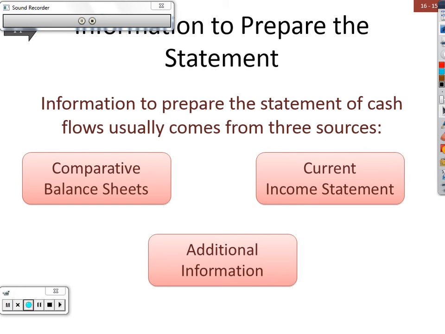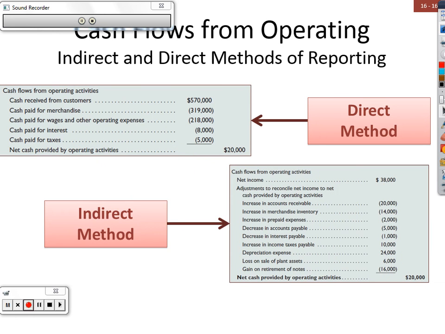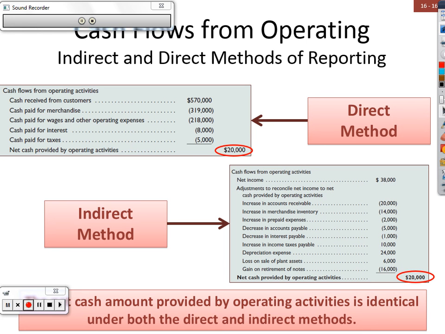Cash balance, right? Anything that dealt with cash, more than likely all those expenses that are on the income statement were paid with cash, so that's going to go on the cash flow statement, and any other additional information like beginning equity, stock information. So you've got two different methods of preparing a cash flow statement. You can either do the direct method or you can do the indirect. They're all going to equal out to the same thing.